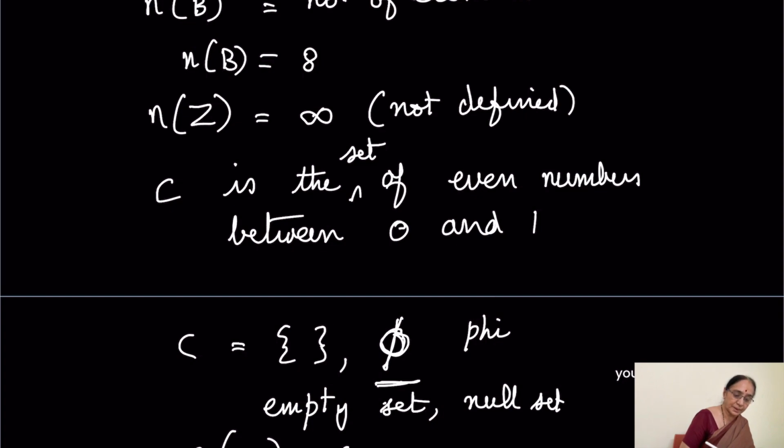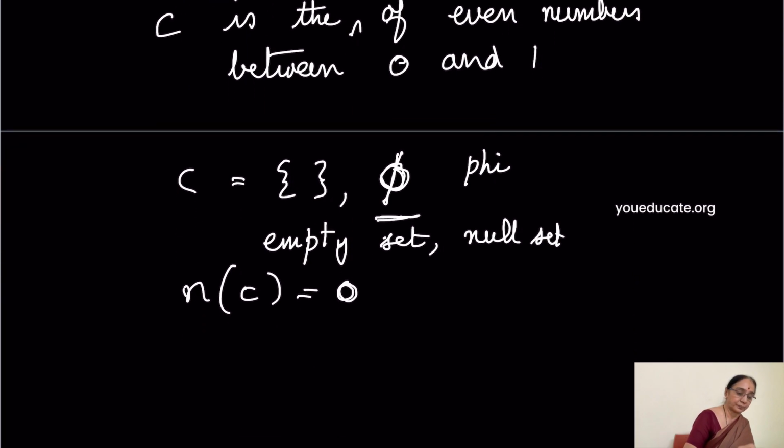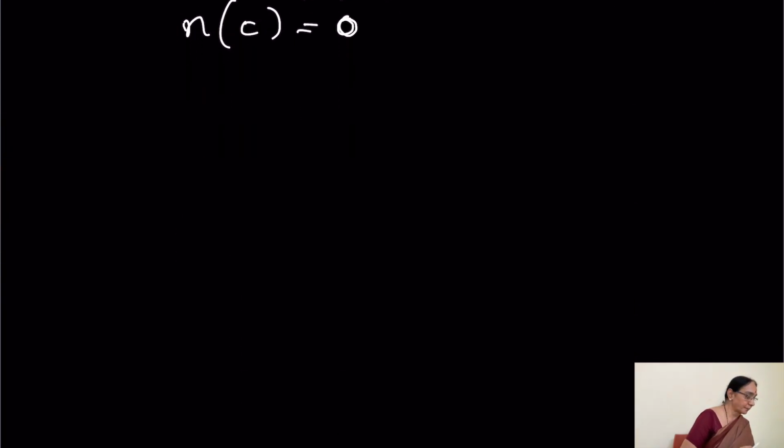Now see the difference. Here I've used the number 0. But when I describe the set C, I used 5. So you have to know when to use 0 and when to use 5. When I talk about the number of elements, you use the number 0.